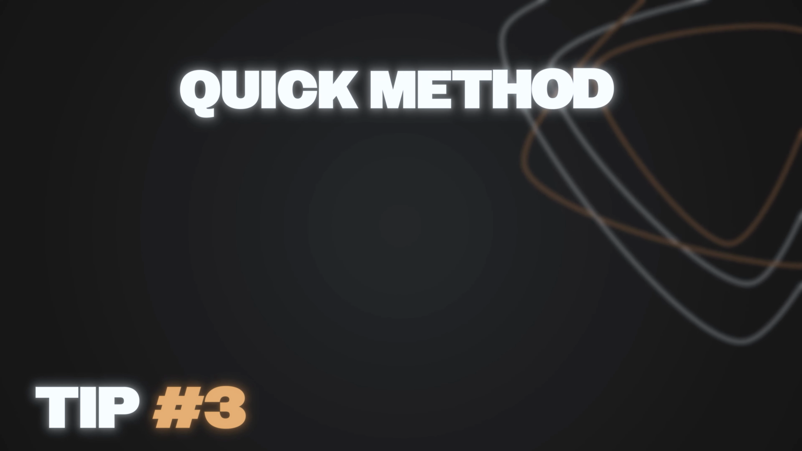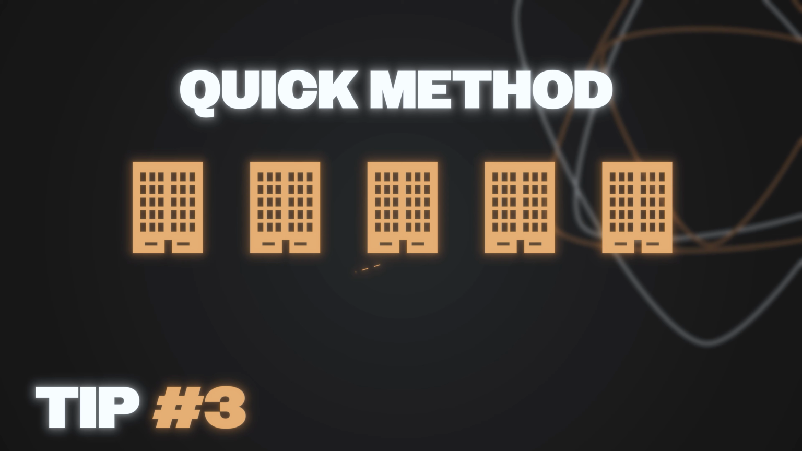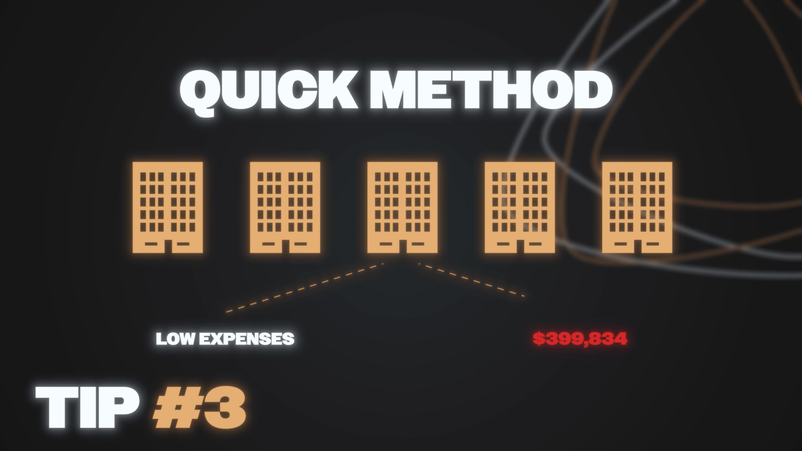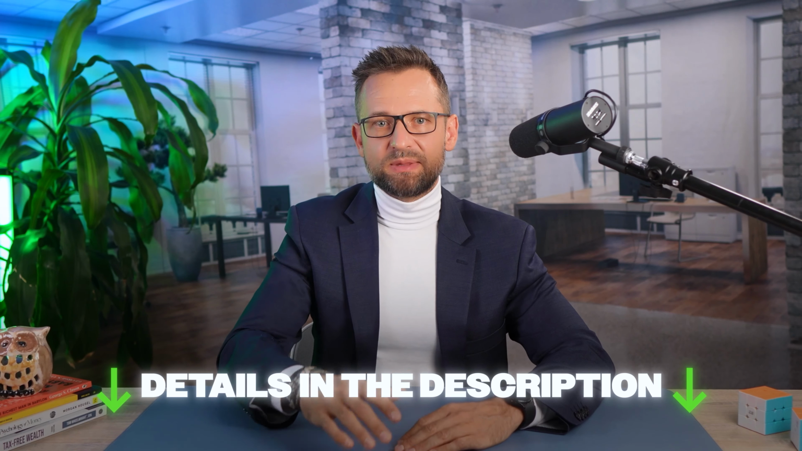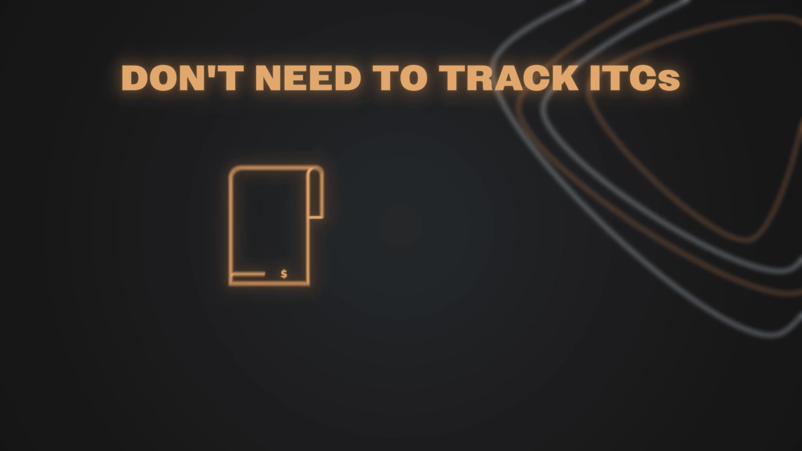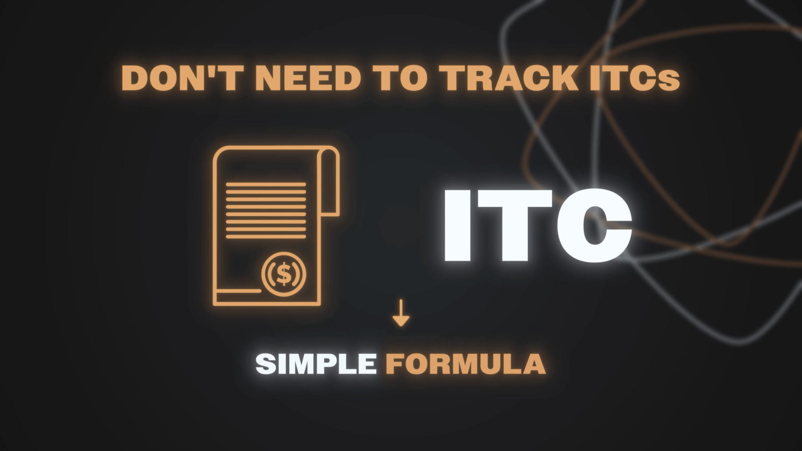Third, consider using the quick method to save time. The quick method works well for certain businesses with low expenses and less than $400,000 revenue in 4 quarters. There are some minor nuances. I left the link with more information in the description. Under that quick method, you charge normal GST/HST rates but remit a lower percentage of your gross sales. You don't need to track ITCs on operating expenses separately anymore, because it's handled by a simple formula.